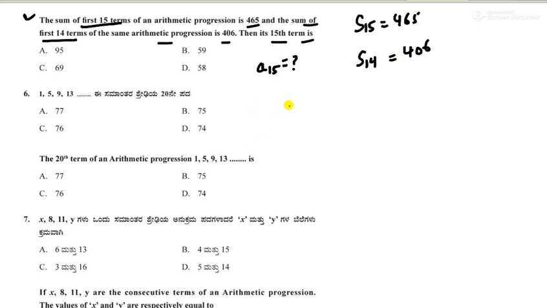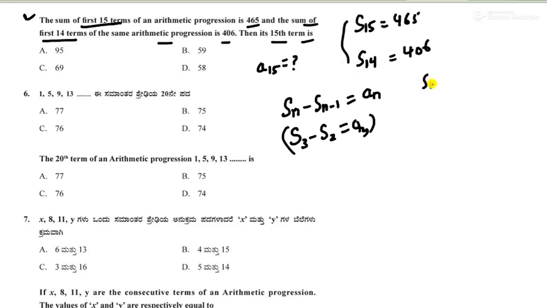So you have to remember this formula here. When Sn is given and the sum of the terms before it is given, then the difference of those will be the An term. It means if they give you S3 and before that S2, when you subtract, your answer will be A3. You have to remember this. So the same thing we are going to apply here. S15 minus S14 will give you what? It will give you A15.